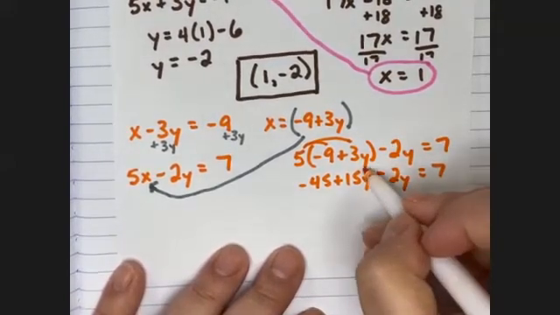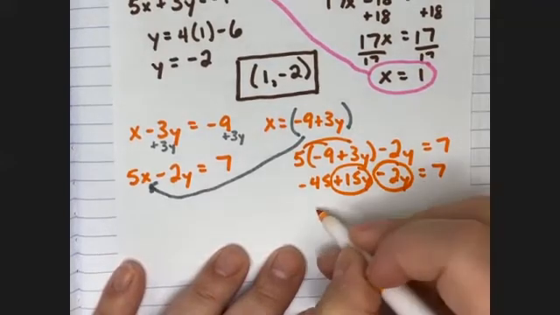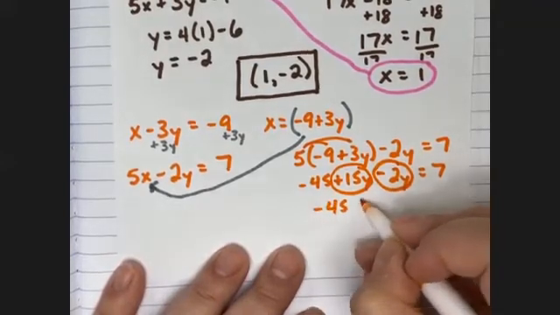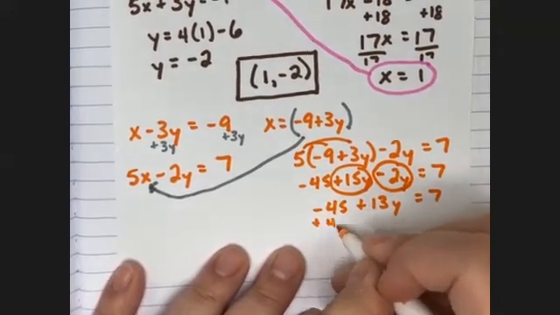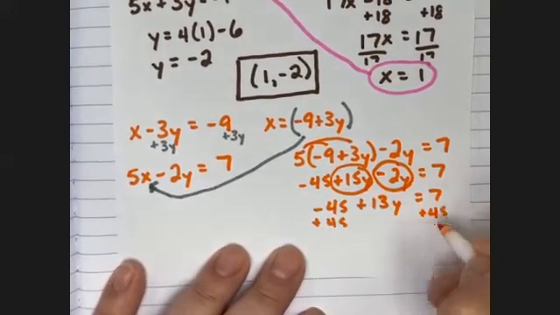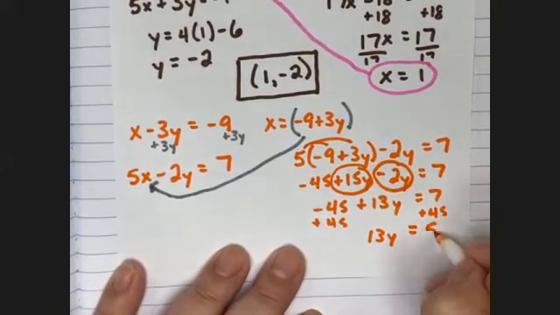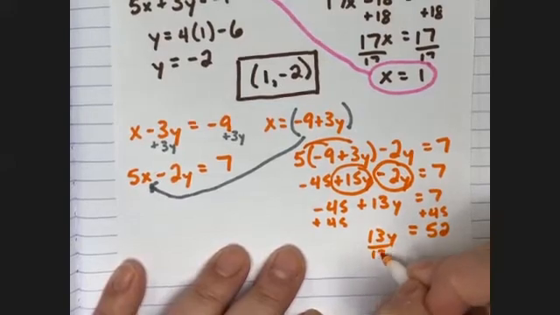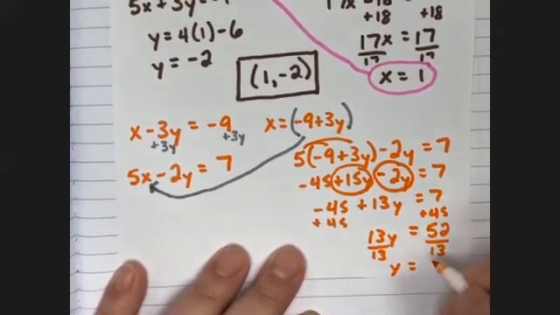Now I'm going to combine like terms. Plus 15y minus 2y. So I have -45 plus 13y. I'm going to get all the numbers on one side. And I end up with 13y equals 52. Divide by 13. And I have the y value is 4.